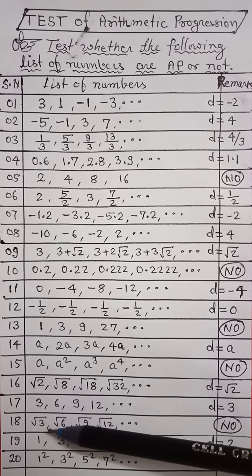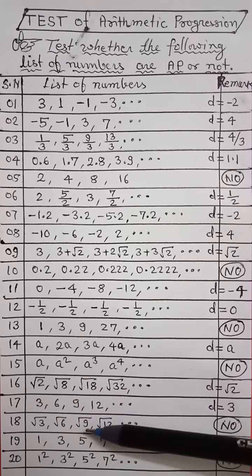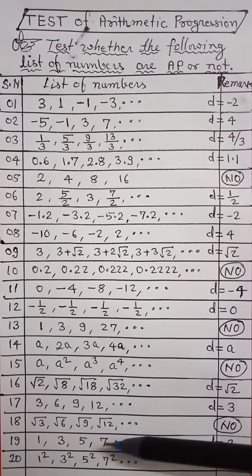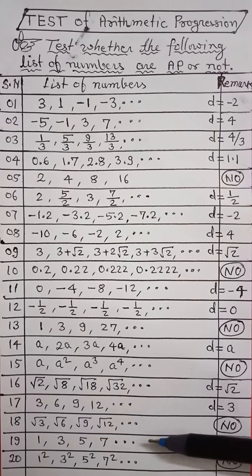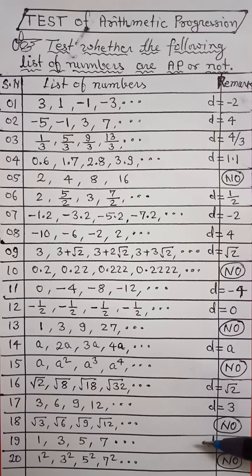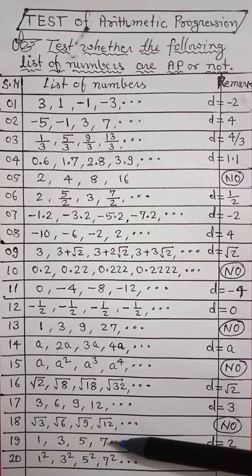Now here you see root 6 minus root 3. Root 9 minus root 6, they are not equal. Root 12 minus root 9, none of them are equal. And therefore we don't find any common difference, and therefore this is an example of a sequence which is not an arithmetic progression.